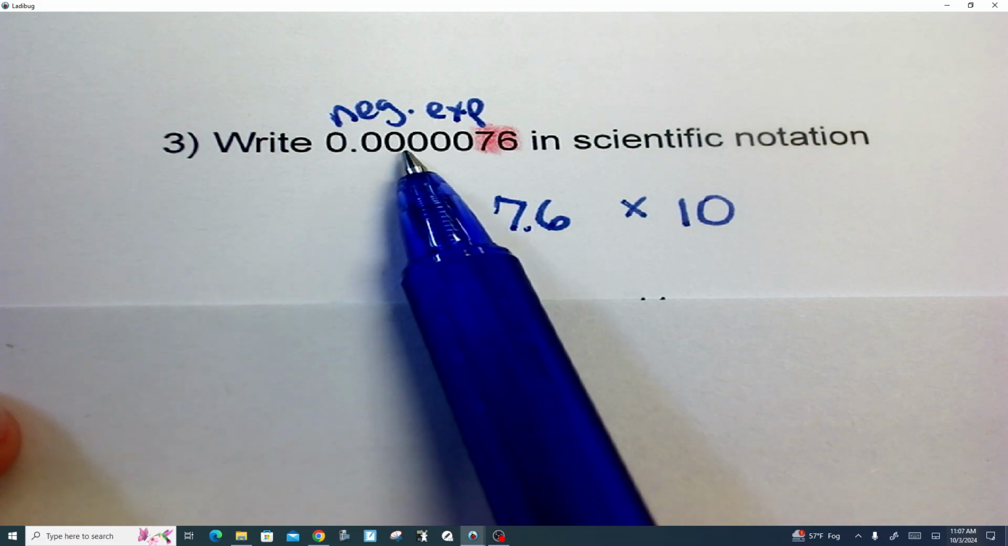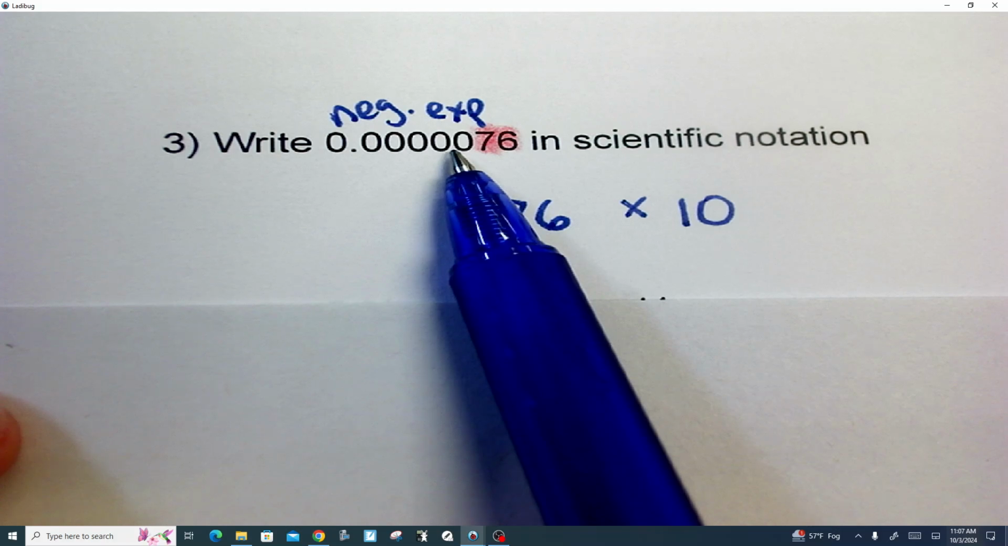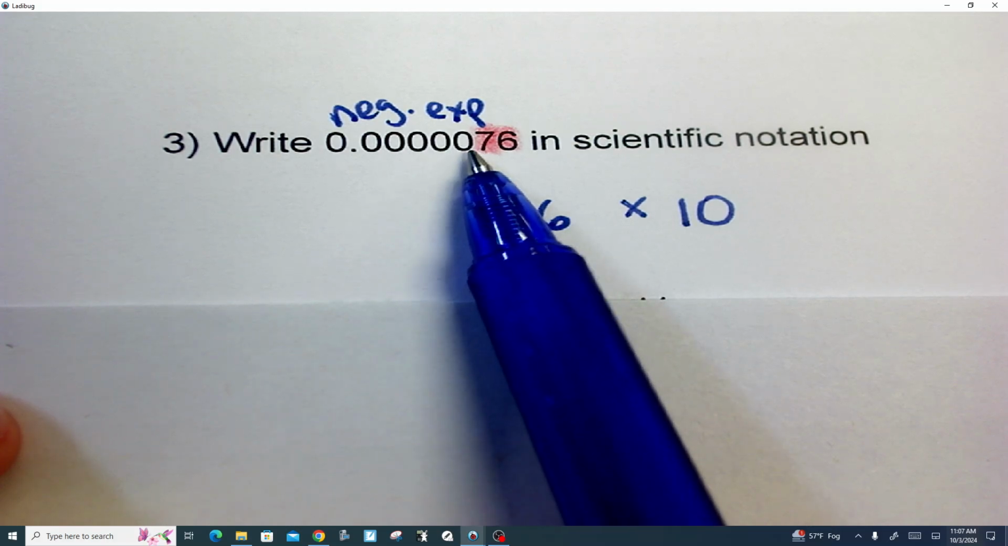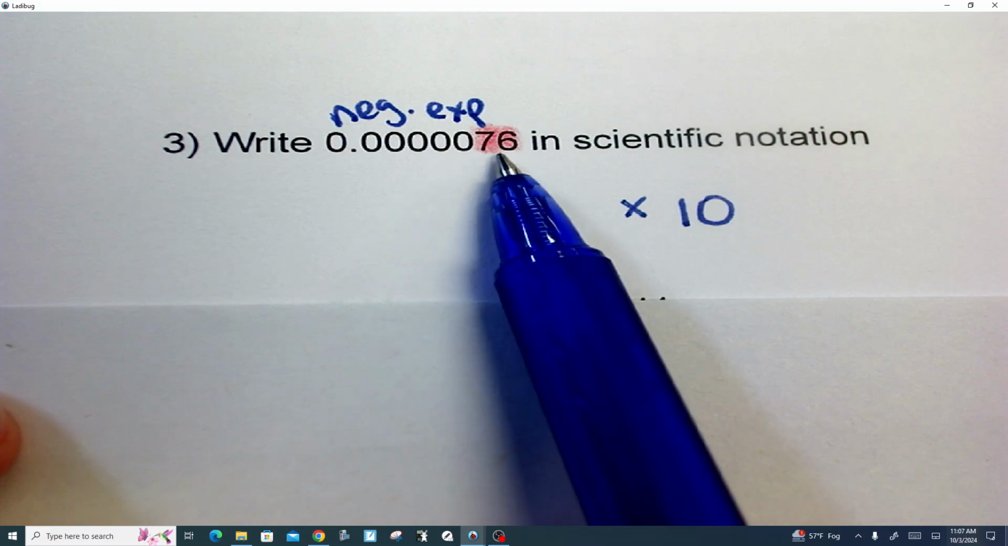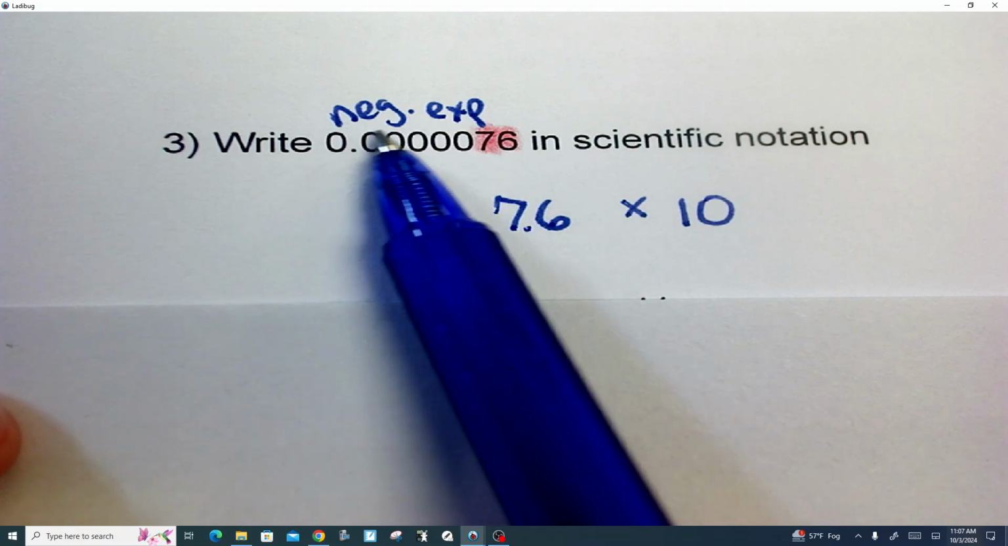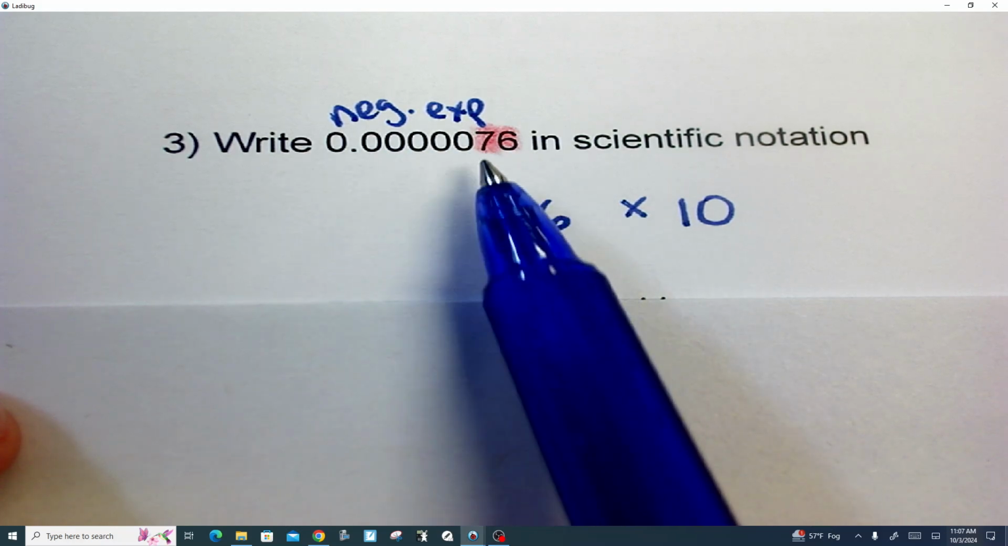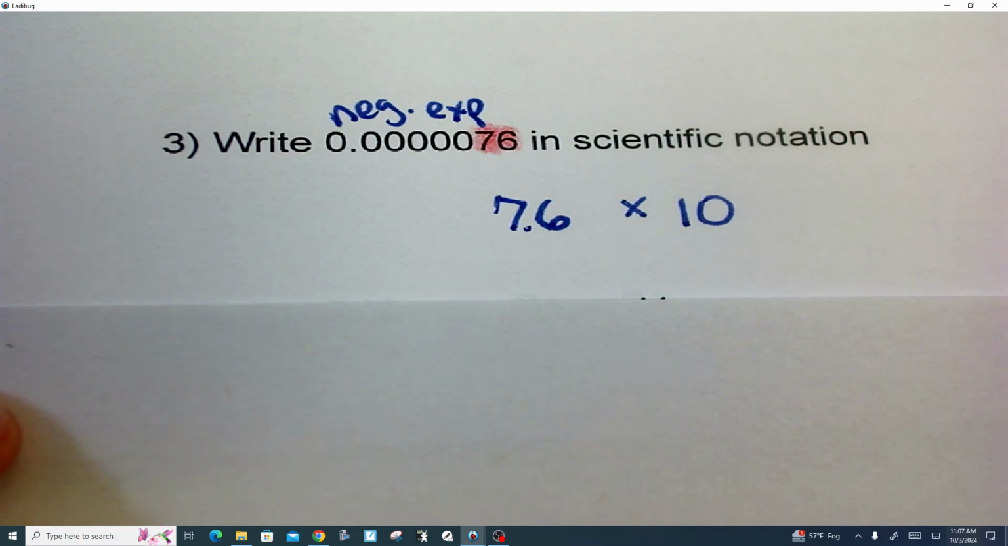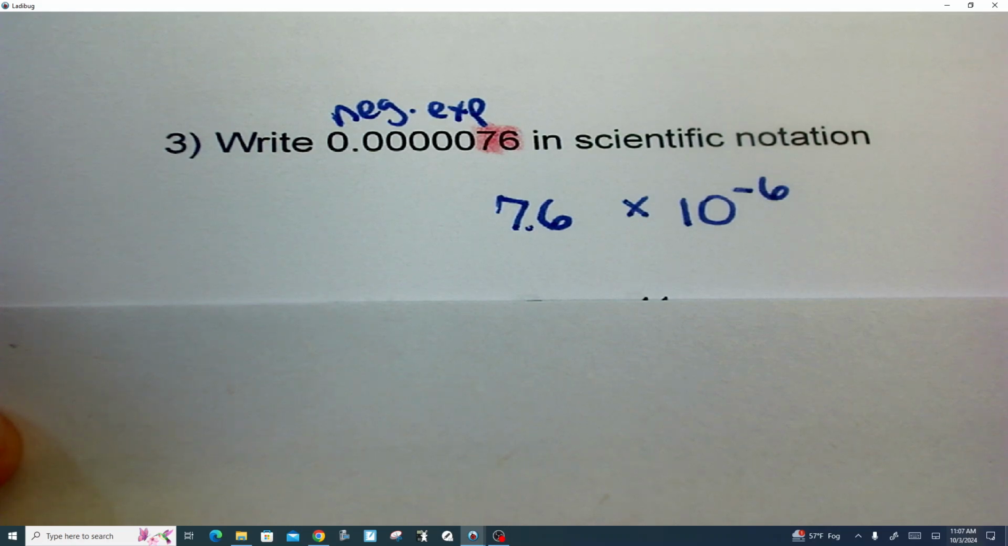So 1, 2, 3, 4, 5, but you're not done, 6. So it's not going to be positive 6, it's going to be a negative 6. So just put a negative 6 right here for your exponent. And there you go. That's how we turn it into scientific notation when they give us standard form.